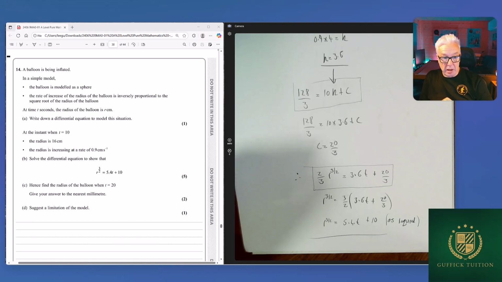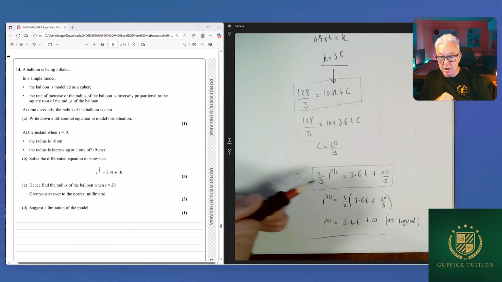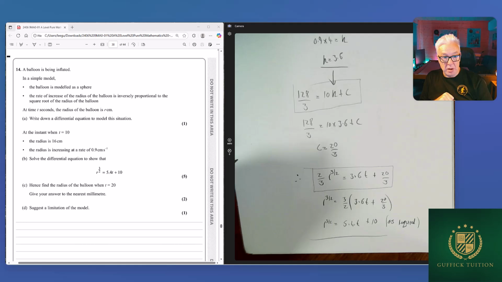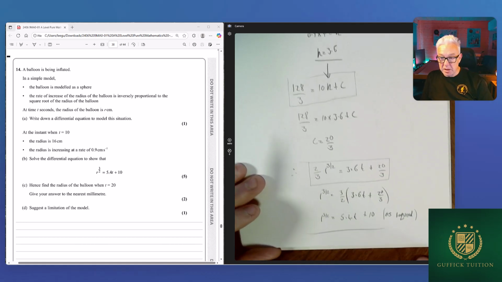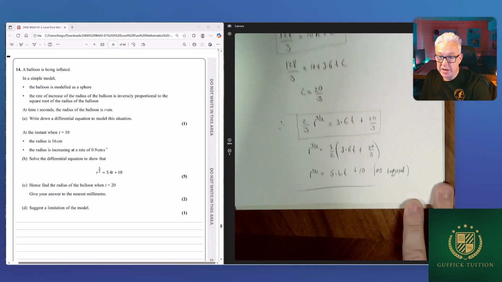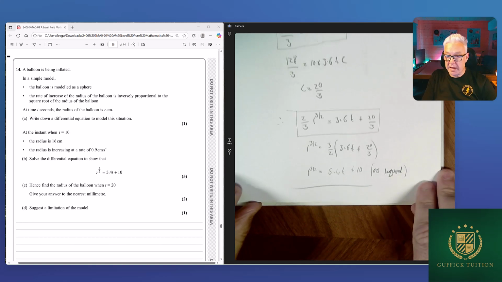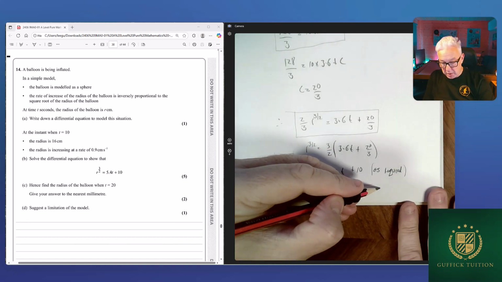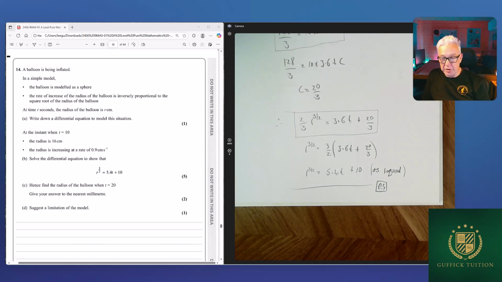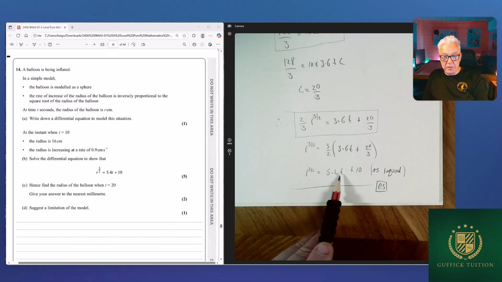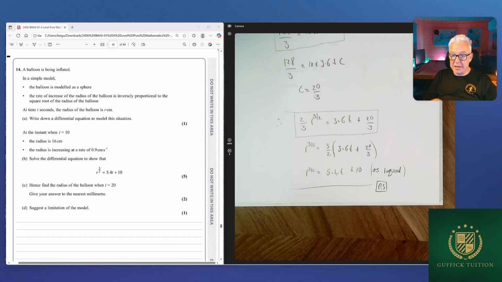It's looking really close to what we're after. The only thing that's different is we've got 2/3 r to the 3 over 2, but the question wants us just to have r. So we're going to times everything by 3 over 2 to get rid of this 2/3. Lo and behold, we get the solution. This is something called the particular solution. If I write PS to stand for particular solution, you don't need to write that down, I'm just writing it for interest. So the radius is equal to 5.4t plus 10, as we're trying to prove.